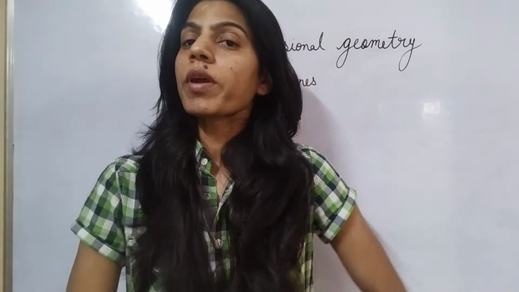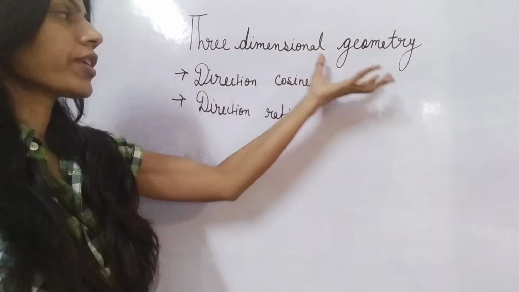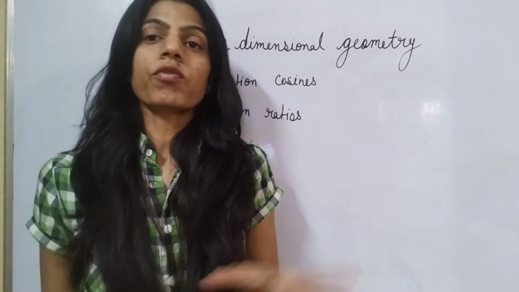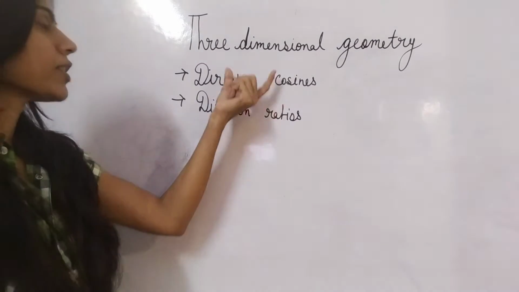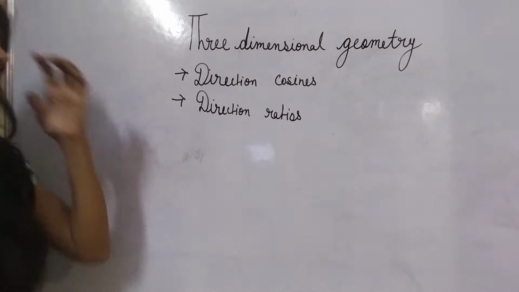Students, welcome you all to my YouTube class, and in today's class I will explain three-dimensional geometry. This is the 11th chapter of the 12th standard book, and in this chapter today I will explain direction cosines and direction ratios. Right, so let's start this.